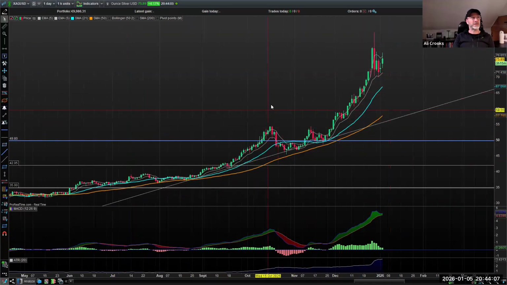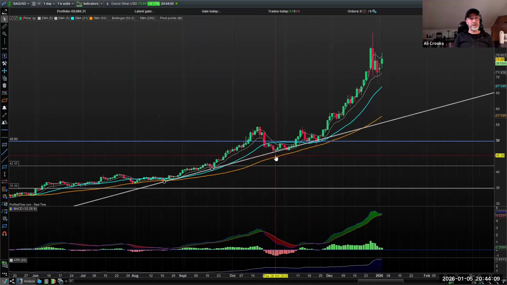Again, ignore the size of the move off silver. There you go. October 2025 price didn't make it all the way down to the 50, went past the 21 and then bounced at that point there.